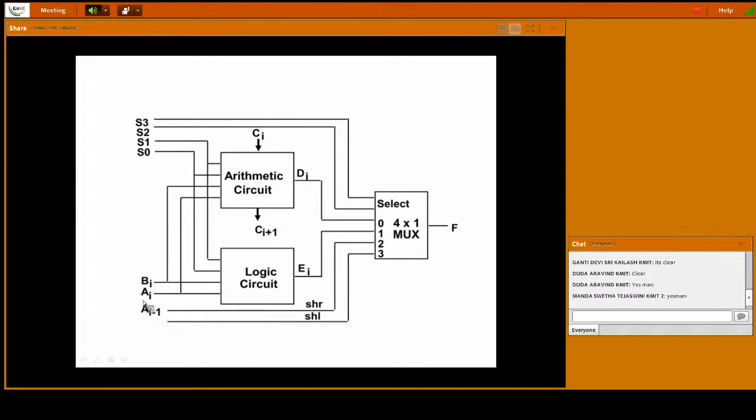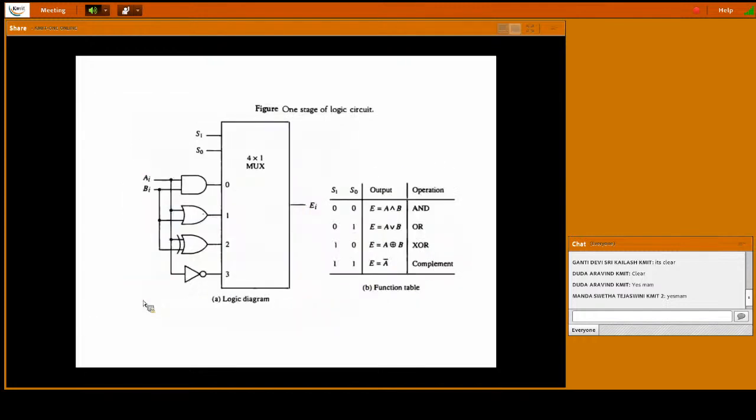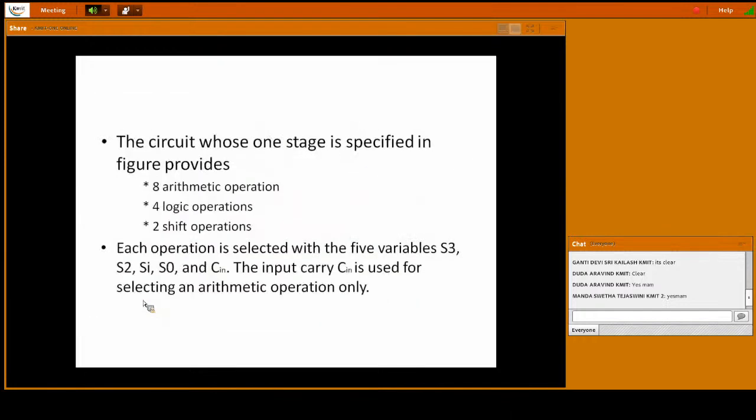Now we'll see what selection lines are to be provided to get different micro operations. Using this arithmetic logic shift unit, you can get 8 arithmetic micro operations, 4 logic micro operations, and 2 shift micro operations. We'll see what those micro operations are.